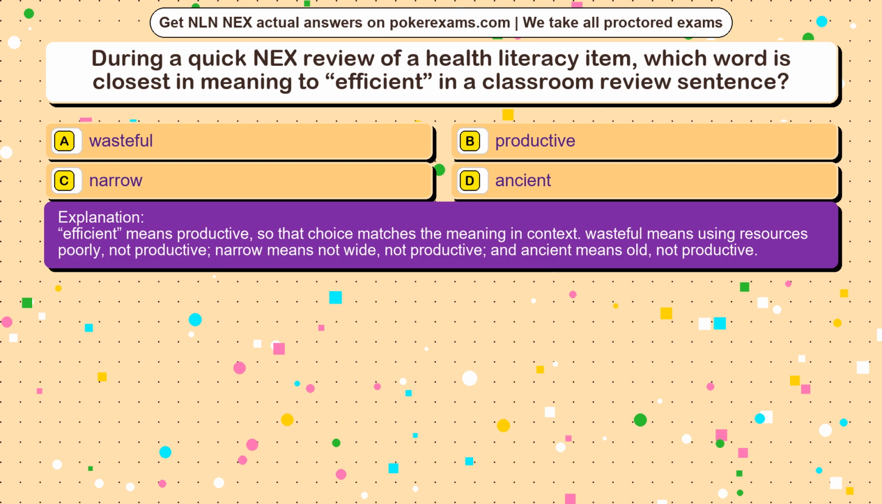Efficient means productive, so that choice matches the meaning in context. Wasteful means using resources poorly, not productive. Narrow means not wide, not productive. And ancient means old, not productive.